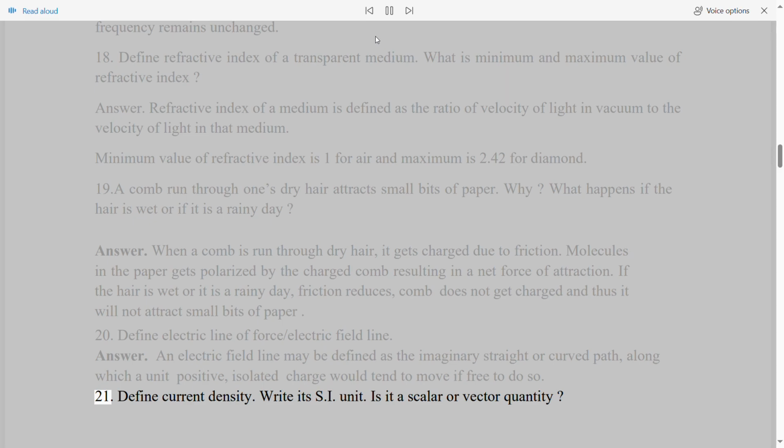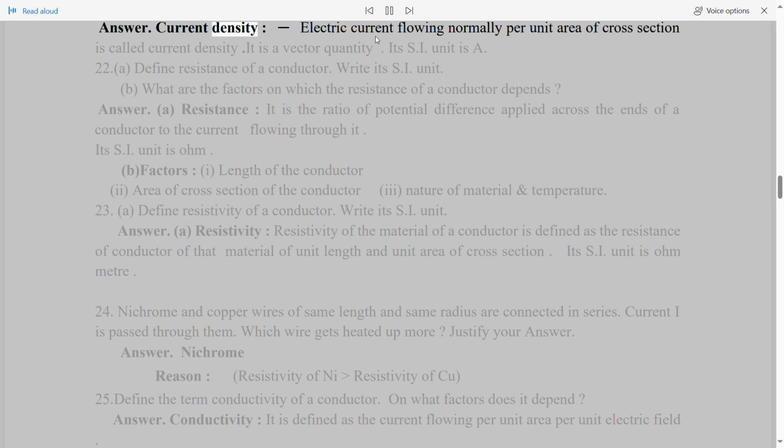21. Define current density. Write its SI unit. Is it a scalar or vector quantity? Answer. Current density, electric current flowing normally per unit area of cross-section is called current density. It is a vector quantity. Its SI unit is A per meter squared.